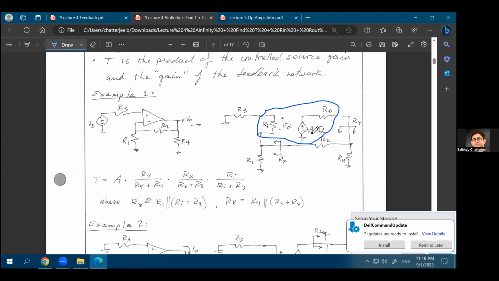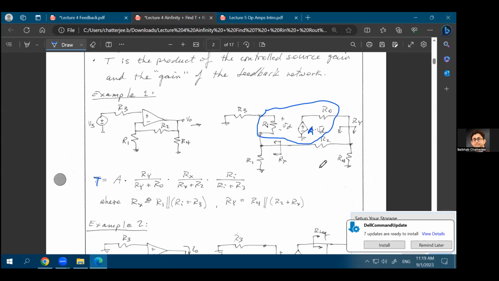Solving this entire circuit using the first two methods becomes a big pain, so we'll use this third method. The third method says that your loop gain T is equal to A, the gain of your op-amp. Since it's a non-ideal op-amp, the gain will not be infinite. It will probably be 100, 500, 1,000, something like this. This is multiplied with the feedback factor, this entire network, which creates your feedback term.